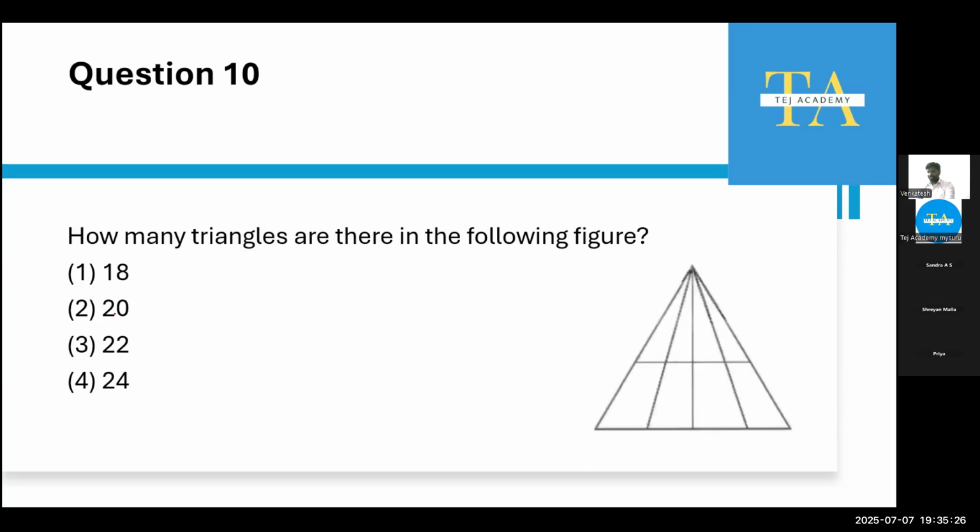So next, question number 10. How many triangles are there in the following figure? Before discussing this problem, I will ask one question. Suppose this is the triangle. Suppose if I draw the triangle, tell me how many triangles are there?